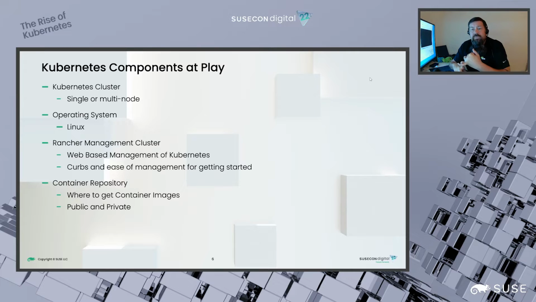We're going to have a Rancher management cluster, and then we're going to have some downstream clusters to be able to manage. The Rancher management cluster is that web-based GUI that allows us to manage Kubernetes and manage many downstream clusters to make it easy for somebody trying to learn. But it also provides significant value for those that already have some understanding of Kubernetes and want to be able to manage it easily. And then we're going to use some public container registries to be able to get to some of that content.